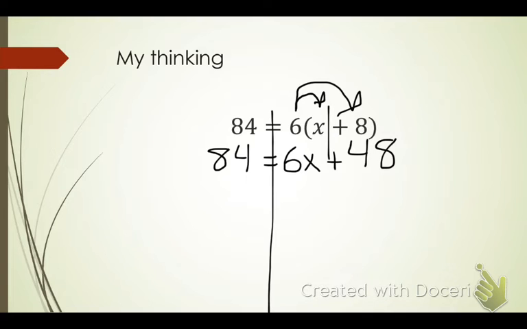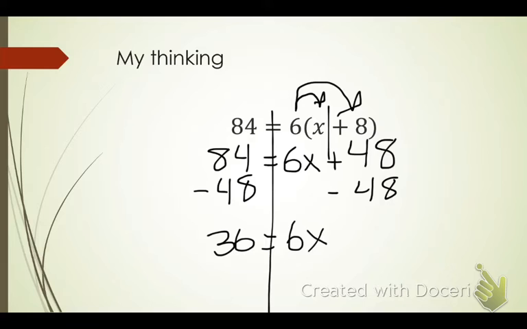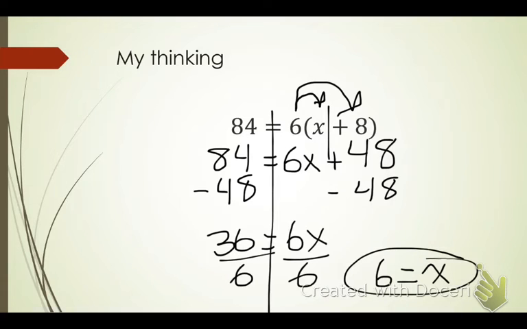So I'm going to subtract 48 from both sides. I'm going to get 36 equals 6x. Divide by 6. I don't have room. 6 equals x as my final answer.